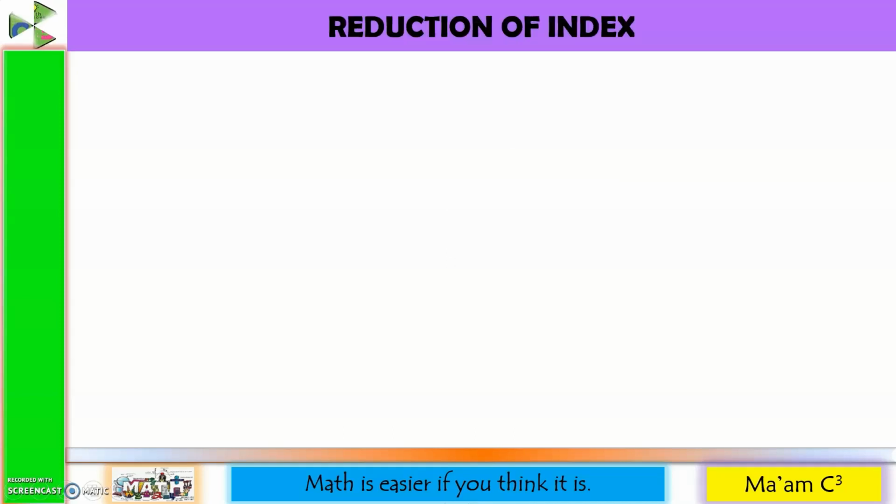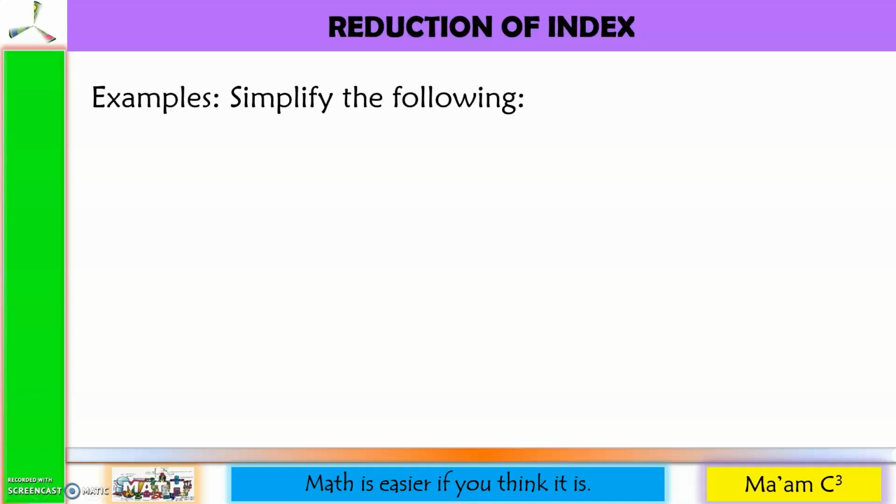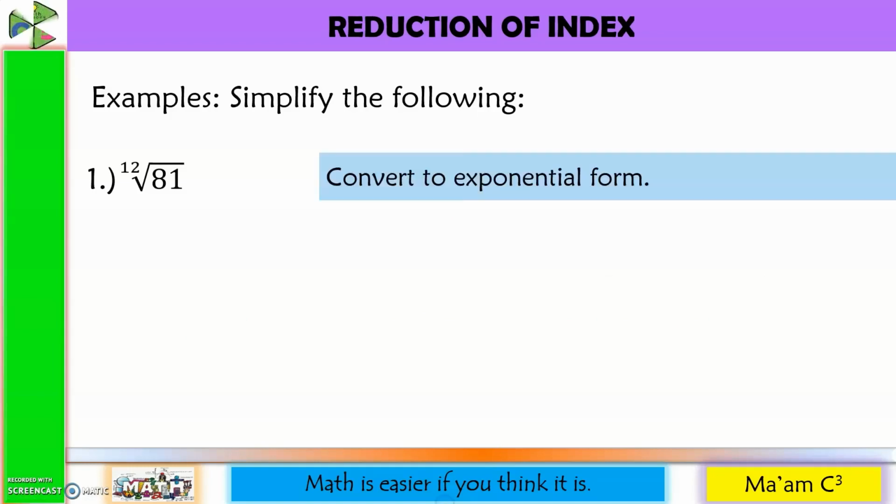We'll see. Reduction of index. Let's simplify the following. Number 1, 12th root of 81. First step, let us convert this to exponential form. So this is equal to 81 raised to 1 over 12. Remember that the index becomes the denominator of the exponent in the exponential form.